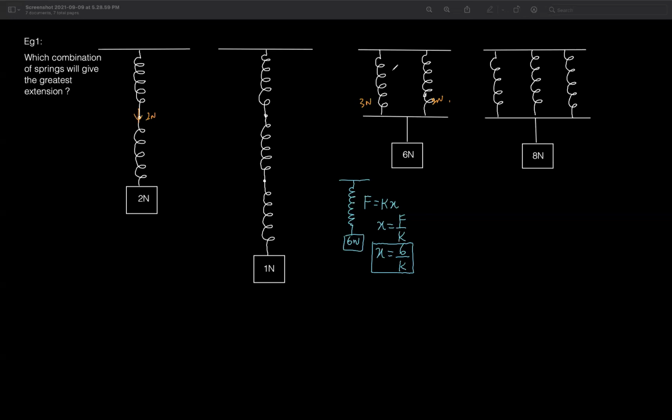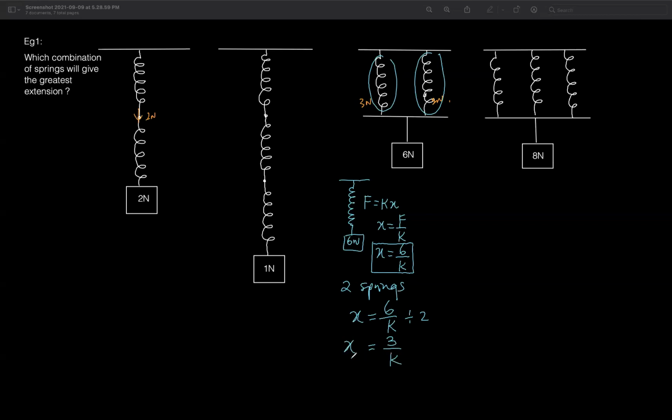Now there's 2 springs. So if there's 2, then this extension will be shared by the 2 springs. Looking at the system, I take the extension, 6 over K, since it got shared by 2, I just divide by 2, which equals 3 over K.